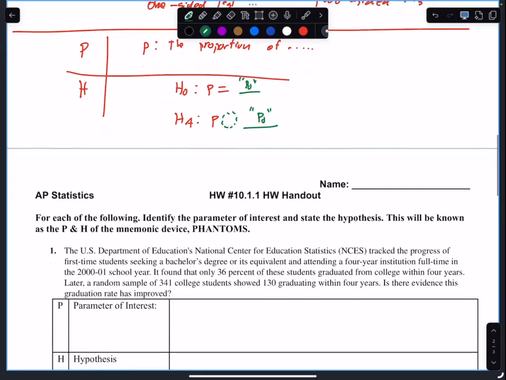So let's do an example from your homework so that you can get going strong and see how this will look. Let me give you a couple seconds just to catch up on the notes.